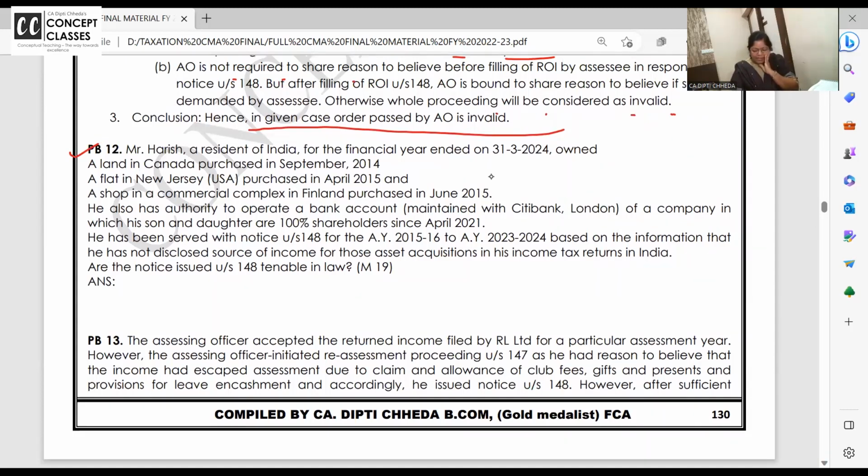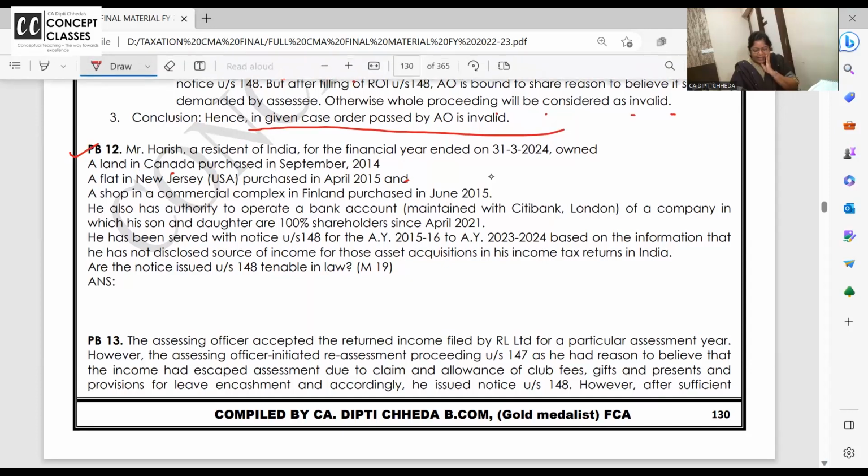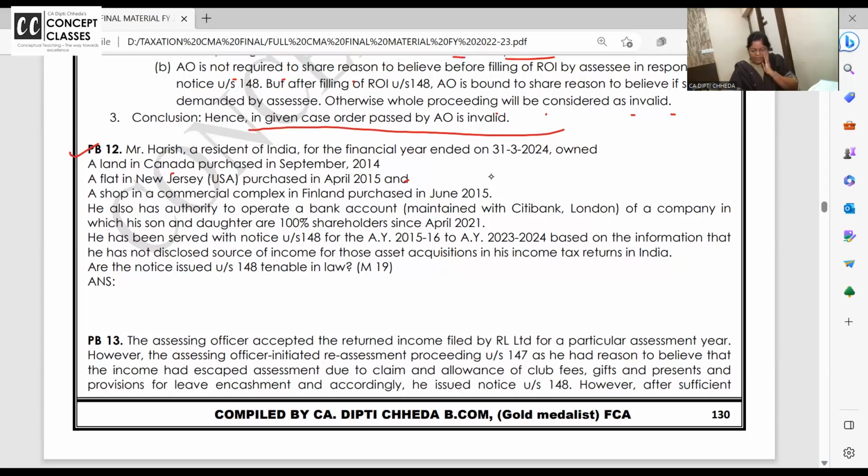एक किया था ना हमने किया, the person has land in Canada, some house in New Jersey, shop in Finland and all, and he's been served a notice for 1516 based on information that he has disclosed the source of income for assessment year in his income tax return. Are the notice tenable in the law? Can they give the notice? You have to check कि 10 years का time होना चाहिए.